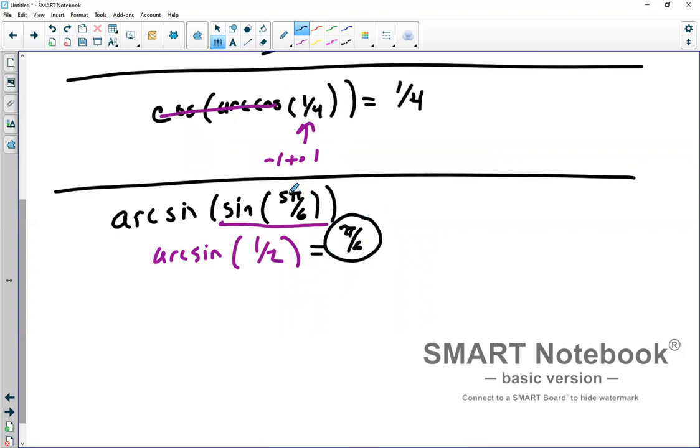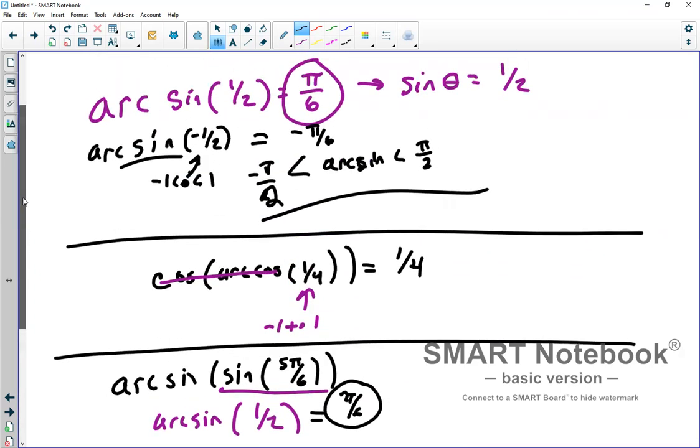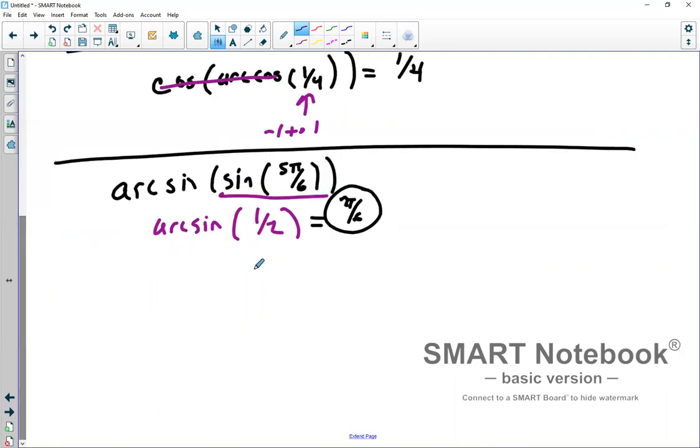Why is it not 5 pi over 6? Remember, arc sine could only produce negative pi over 2 to pi over 2. So because it only could produce that, it has to be the one between negative pi over 2 and pi over 2, which is pi over 6.